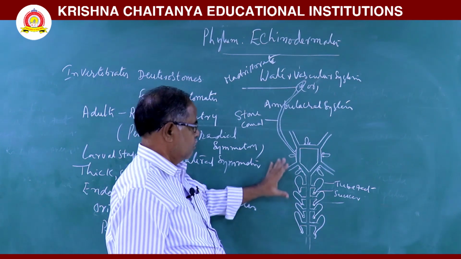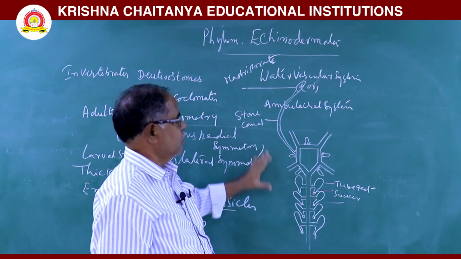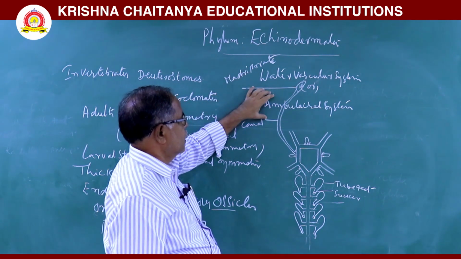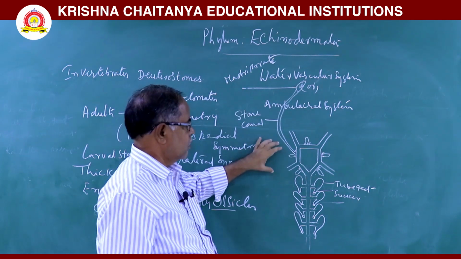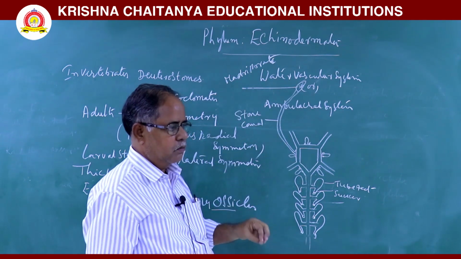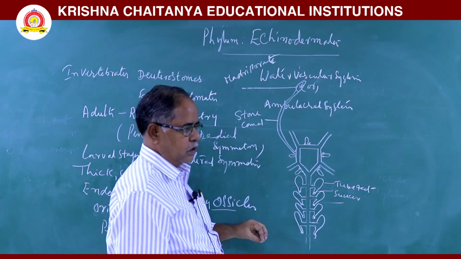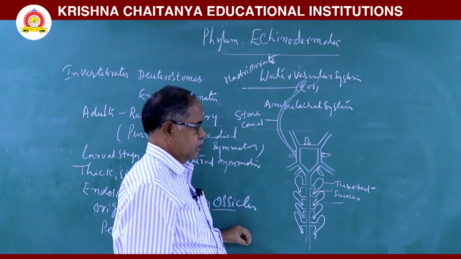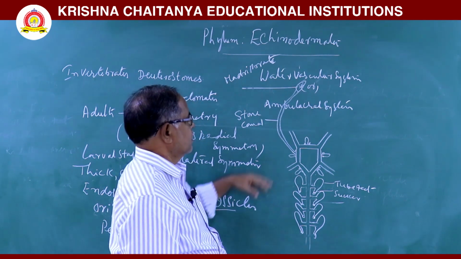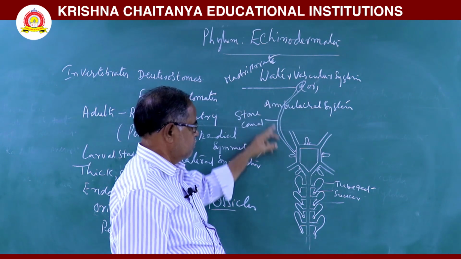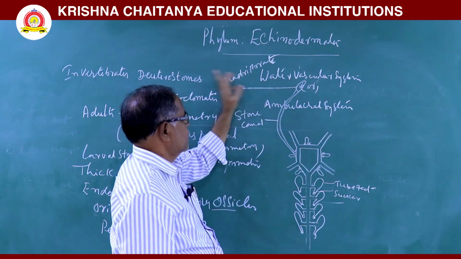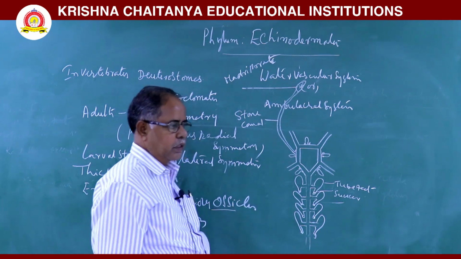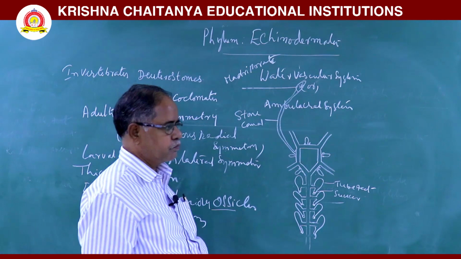This is about the water vascular system. In this animal, one peculiar system is there, called the water vascular system or ambulacral system. It is used in locomotion, capture and transport of food, and also in respiration. The surrounding marine water comes into the system through a pore. That pore is called the madreporite. This water system is derived from coelom.